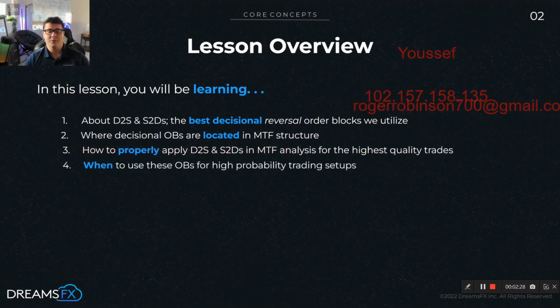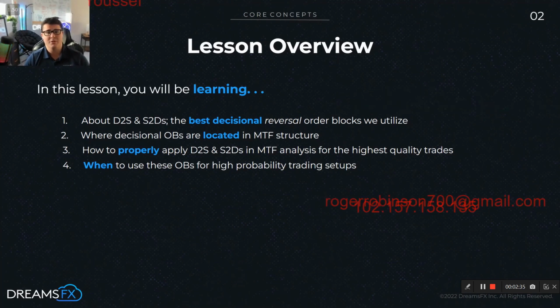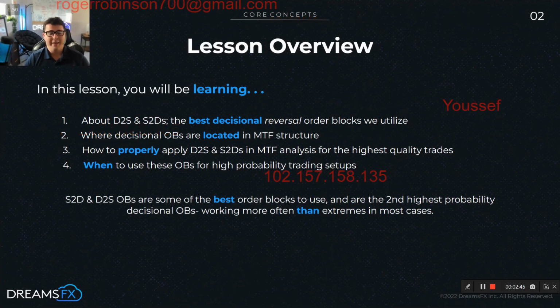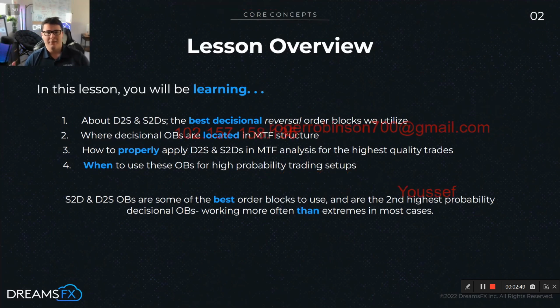You're going to be learning when to use them for the highest probability. It's not only where, but when. There are specific times and specific places that you are supposed to be focusing on these order blocks. If you don't, they won't work out and you're just going to end up on the wrong side of the market. And of course, as I have mentioned through these previous points, the S2D and D2S decisional order blocks are the best decisionals to use. In the classification of highest probability decisionals, they oftentimes will work more often than extremes in reversal scenarios.